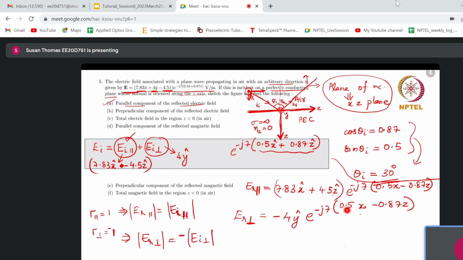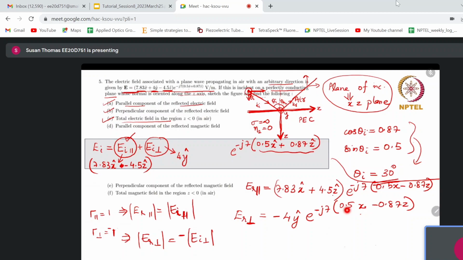Now moving on to total electric field, which is your third part. The second part is the perpendicular component, which we have also found. Total electric field in the region z less than 0: this is basically ER parallel plus ER perpendicular, the total reflected electric field.